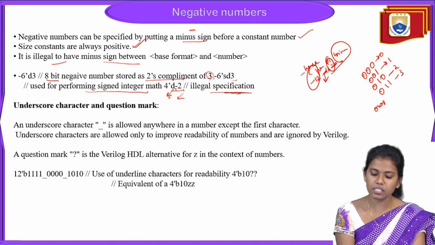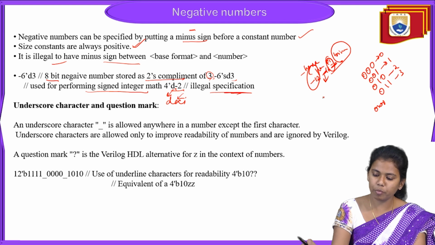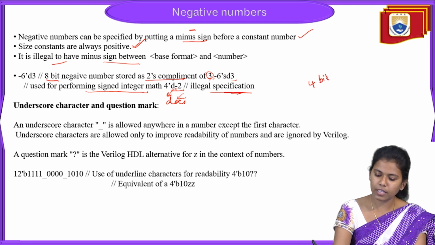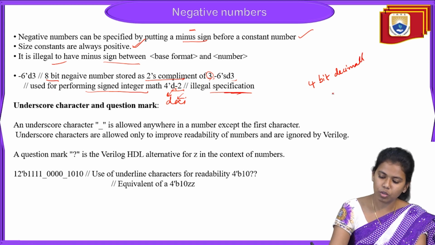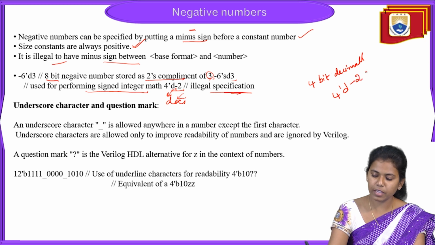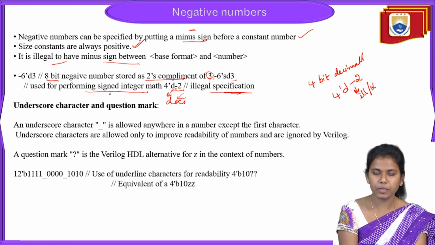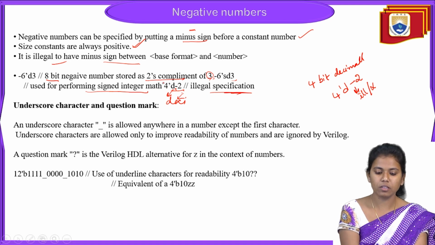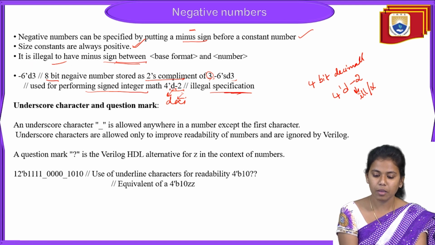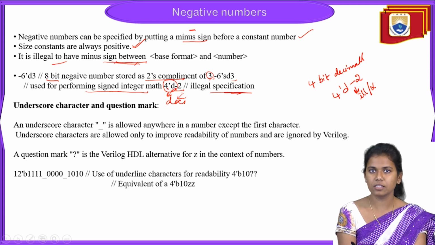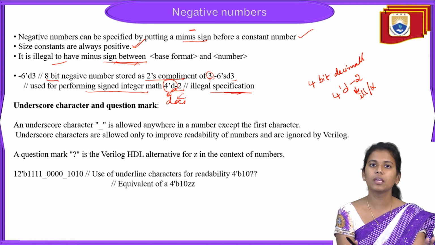So here this is a wrong way of specifying signed integers with a minus in between. This is a decimal representation, a 4-bit decimal number. In between, you are specifying minus 2, which is illegal, which is wrong. So we cannot specify minus 2 in between. That is what the second sentence is talking about. It is illegal to have a minus sign between the base format. If you are using any minus sign there, that is absolutely wrong.